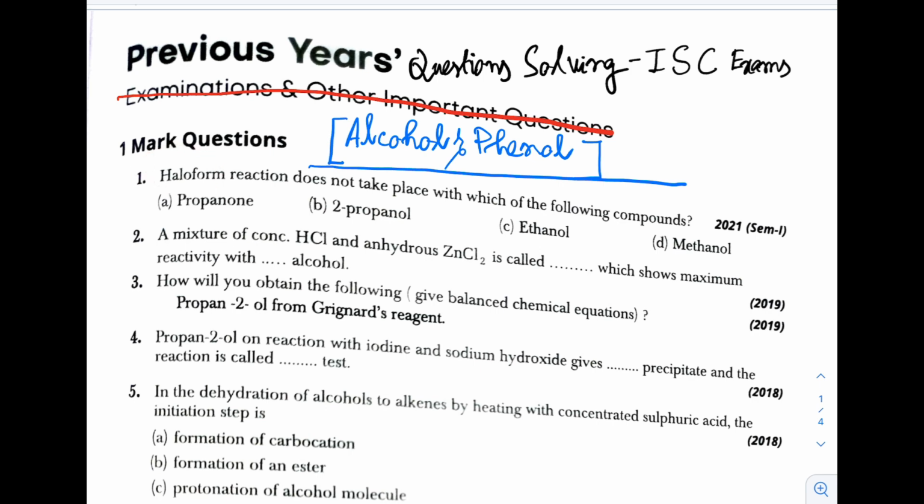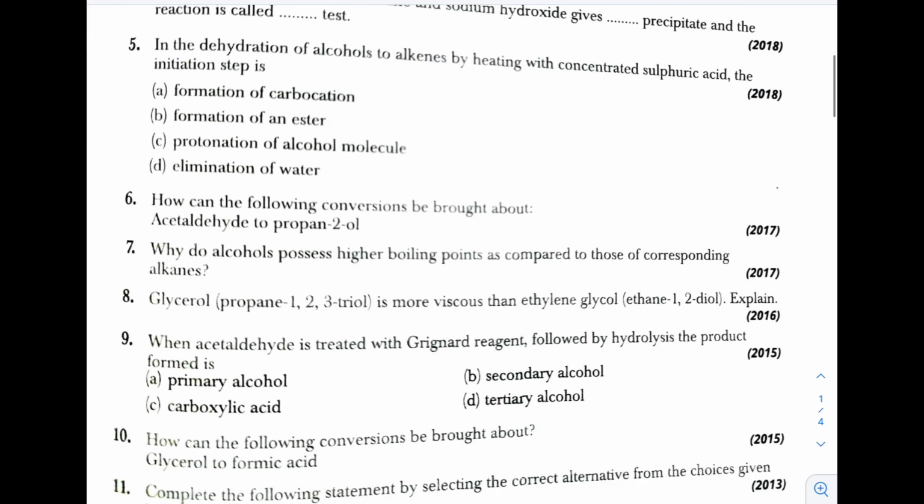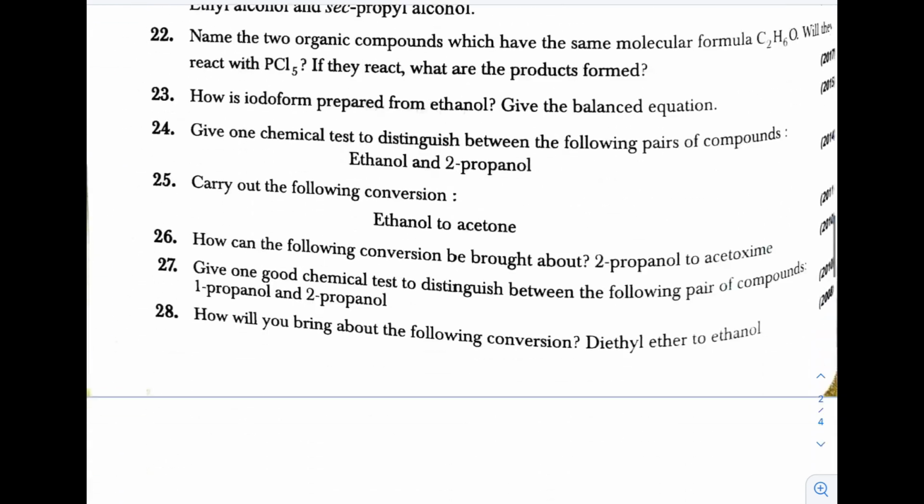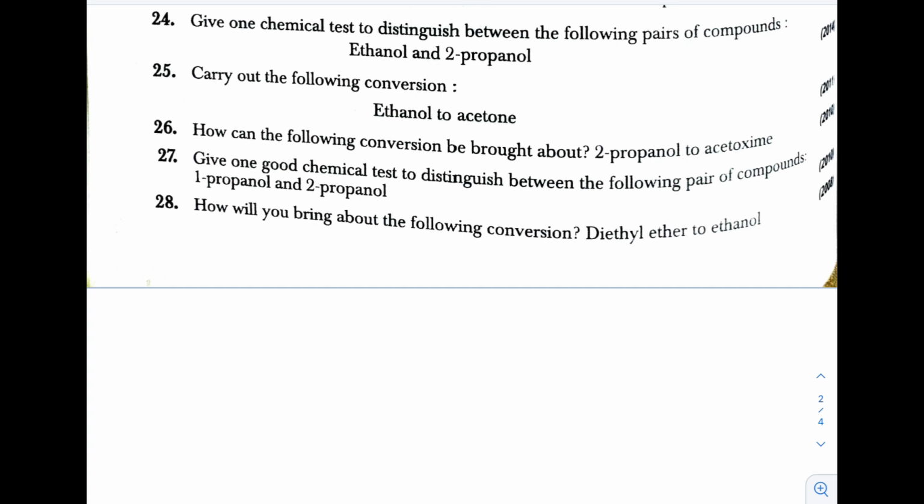Question 1 says, haloform reaction does not take place with which of the following compounds? Propanone, 2-propanol, ethanol and methanol. This is a very straight and naive sort of question. At first you have to write down all the structures. So let's solve propanone, this one. This contains a keto methyl group directly attached to carbon, so it will respond to the haloform test.